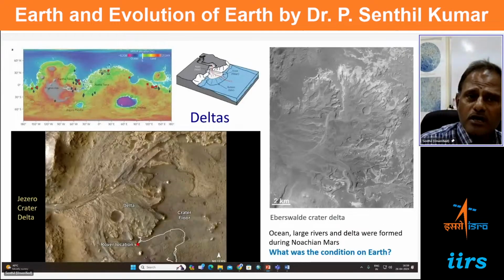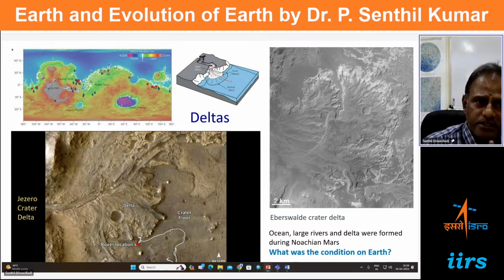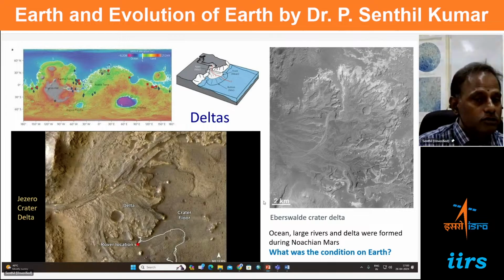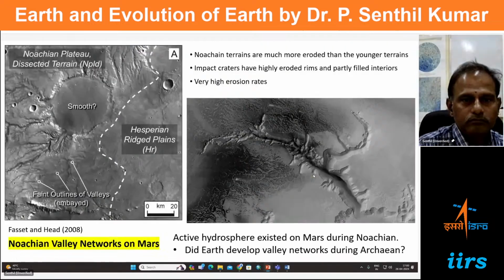If you go to Mars, you also see oceans. About 3,500 million years ago, an ocean was there on the surface of Mars. And you have rivers, you have lakes, and Mars also has deltas. Delta, you know, at the mouth of the river and sea, you find this delta. This is the delta on Mars. So Earth also had this type of delta sediments.